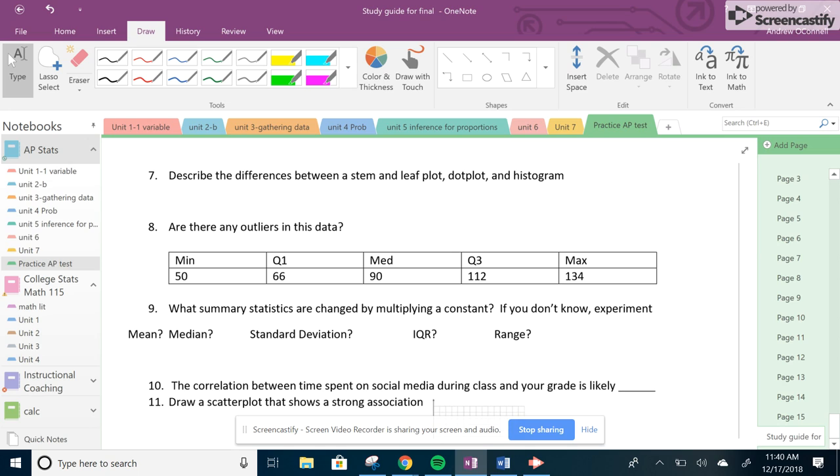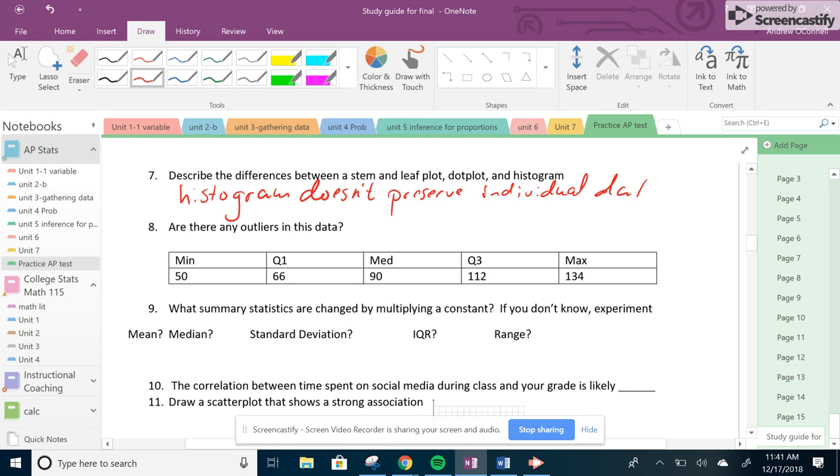Number 7, describe the key differences between a stem and leaf plot, dot plot, and histogram. A histogram doesn't preserve individual data, where stem and leaf and dot plot do. What about a box plot? Is a box plot going to preserve individual data points? No, it won't.